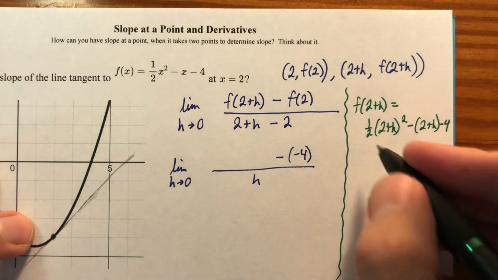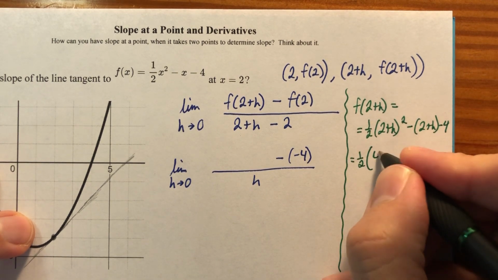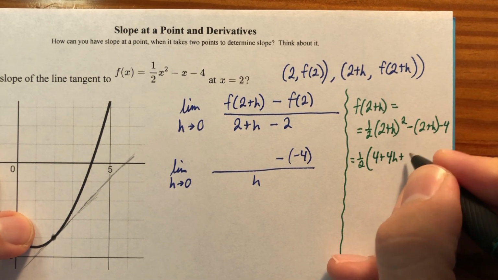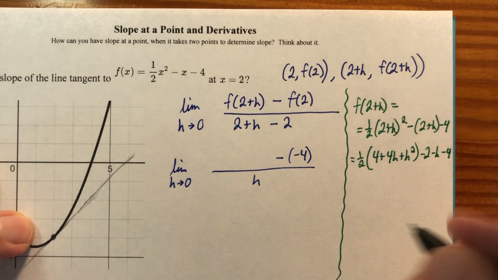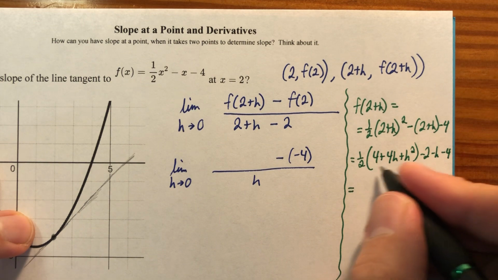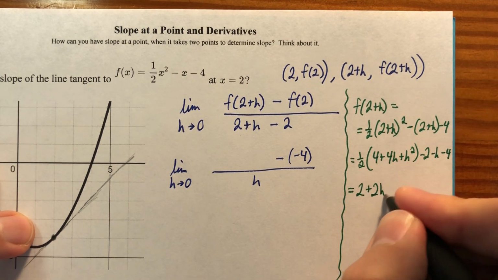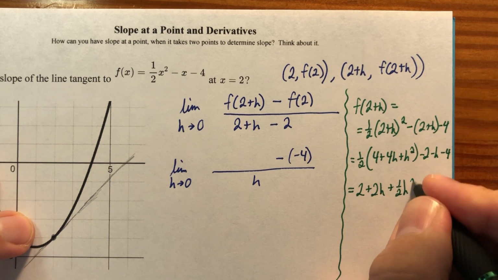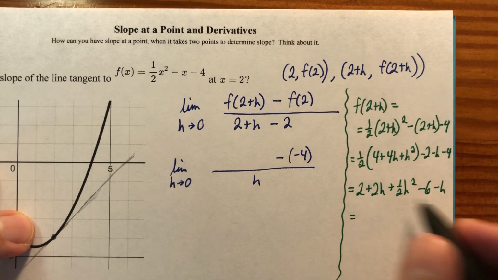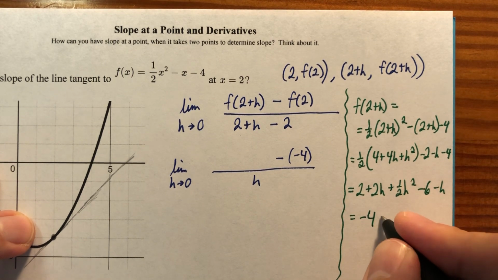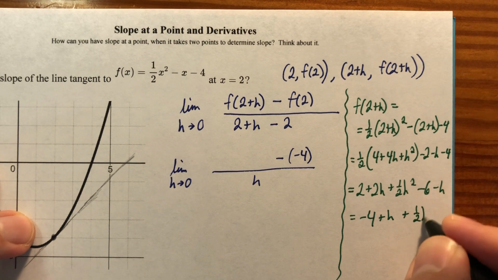And we will simplify. So 1/2, okay, we'd FOIL that. We'd have 4 plus 4h plus h squared minus 2 minus h minus 4. And you can skip some steps if you want to. 1/2 of that, 1/2 of that, 1/2 of that, minus 6, minus h, and a few more like terms will go together. So we'd have -4 plus h plus 1/2 h squared.